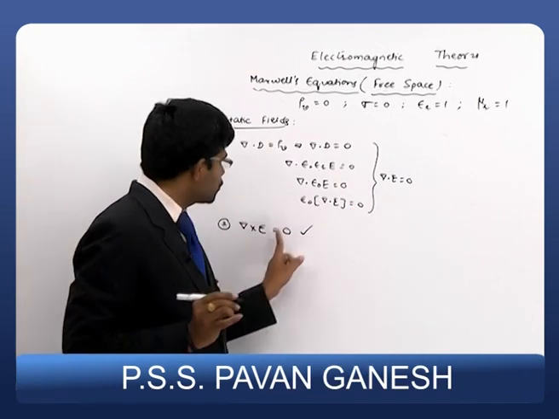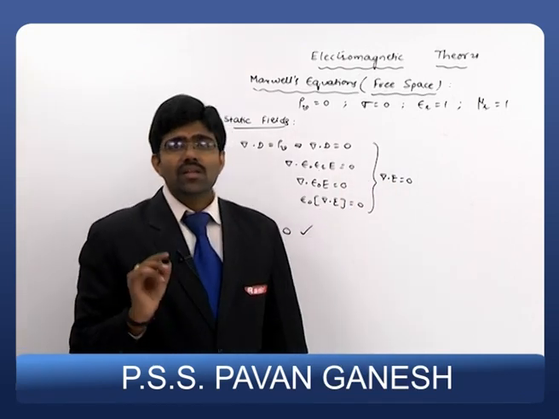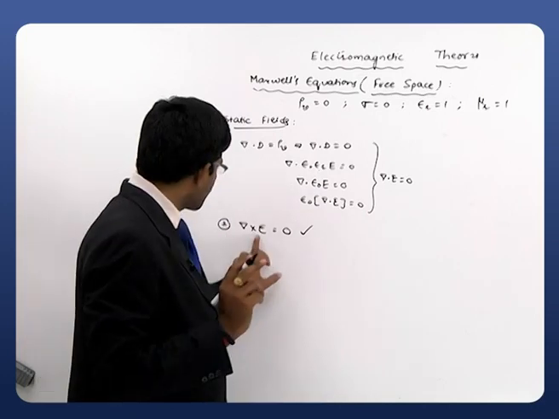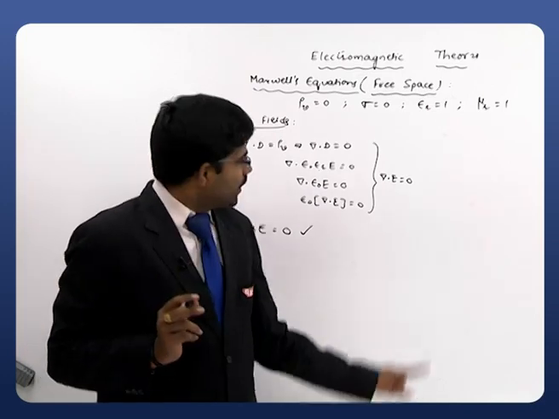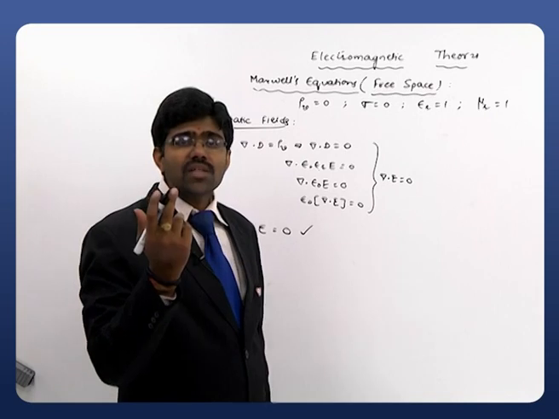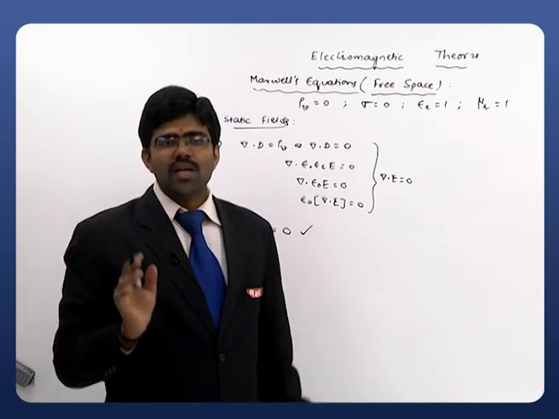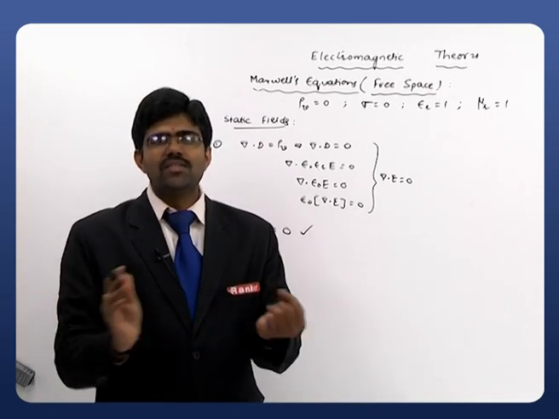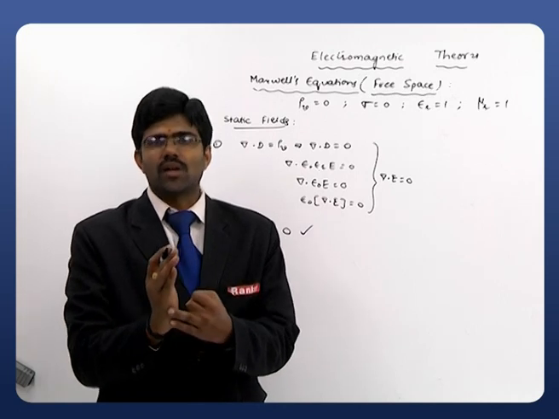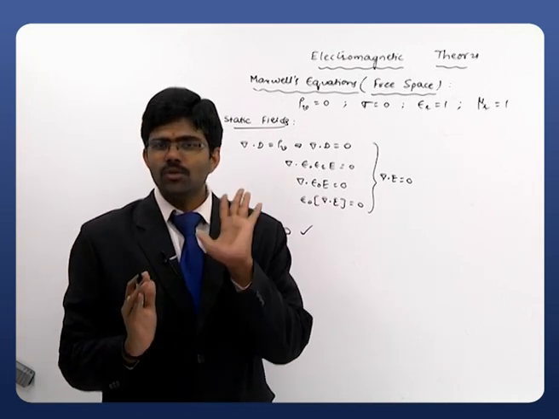So clearly observe these two. The electric field is irrotational, which you can say from del cross E is equal to 0. Del dot E is equal to 0, the electric field is solenoidal. So the electric field in free space is irrotational as well as solenoidal. That is what you are supposed to remember.